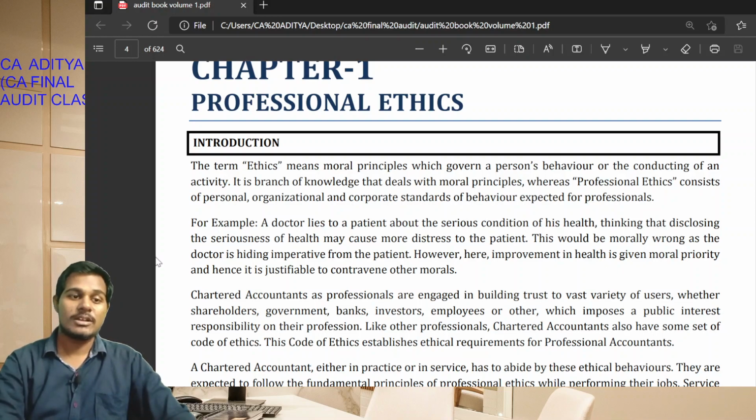For example, a doctor lies to a patient about the serious condition of his health, thinking that disclosing the seriousness may cause more distress to the patient. This would be morally wrong as the doctor is hiding important information from the patient. However, here improvement in health is given moral priority, and hence it is justifiable to contravene other morals. In the doctor's profession, telling a patient there is no serious condition is immoral, but the doctor has acted in a professionally ethical manner so that the patient will be in good condition.